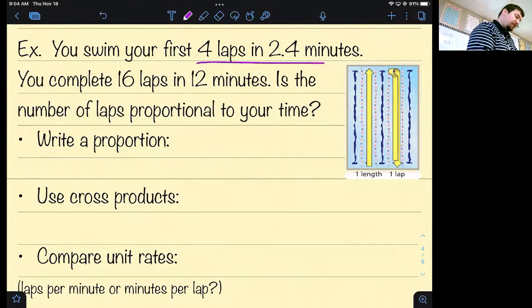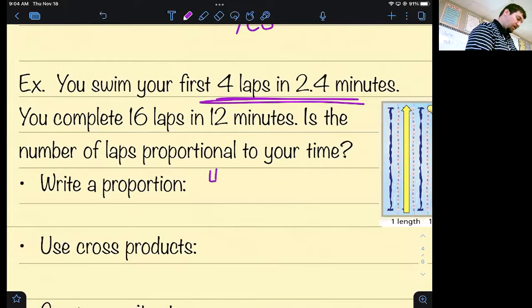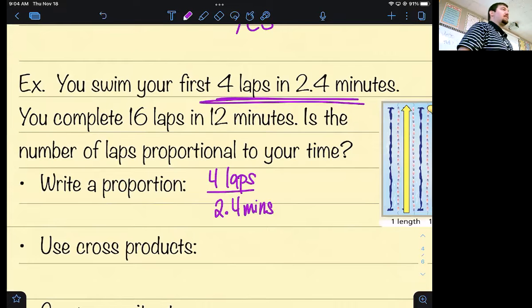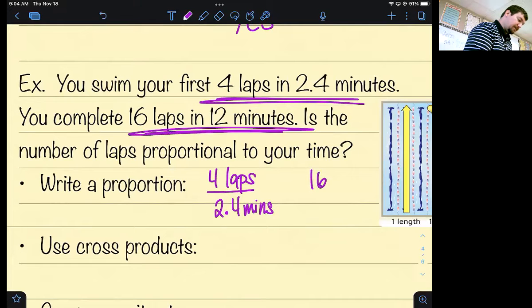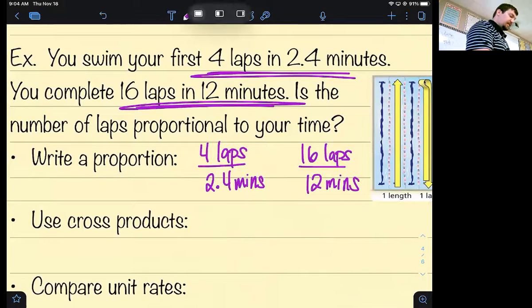So let's take the first ratio they gave us and write it down because we're going to write a proportion. 4 laps in 2.4 minutes. I want to know if that's the same as doing how many laps? 16 laps in how many minutes? Now make sure you write it the same way. If you put laps on top, you should put laps on top in the other ratio. So it says use cross products to see if they're the same.